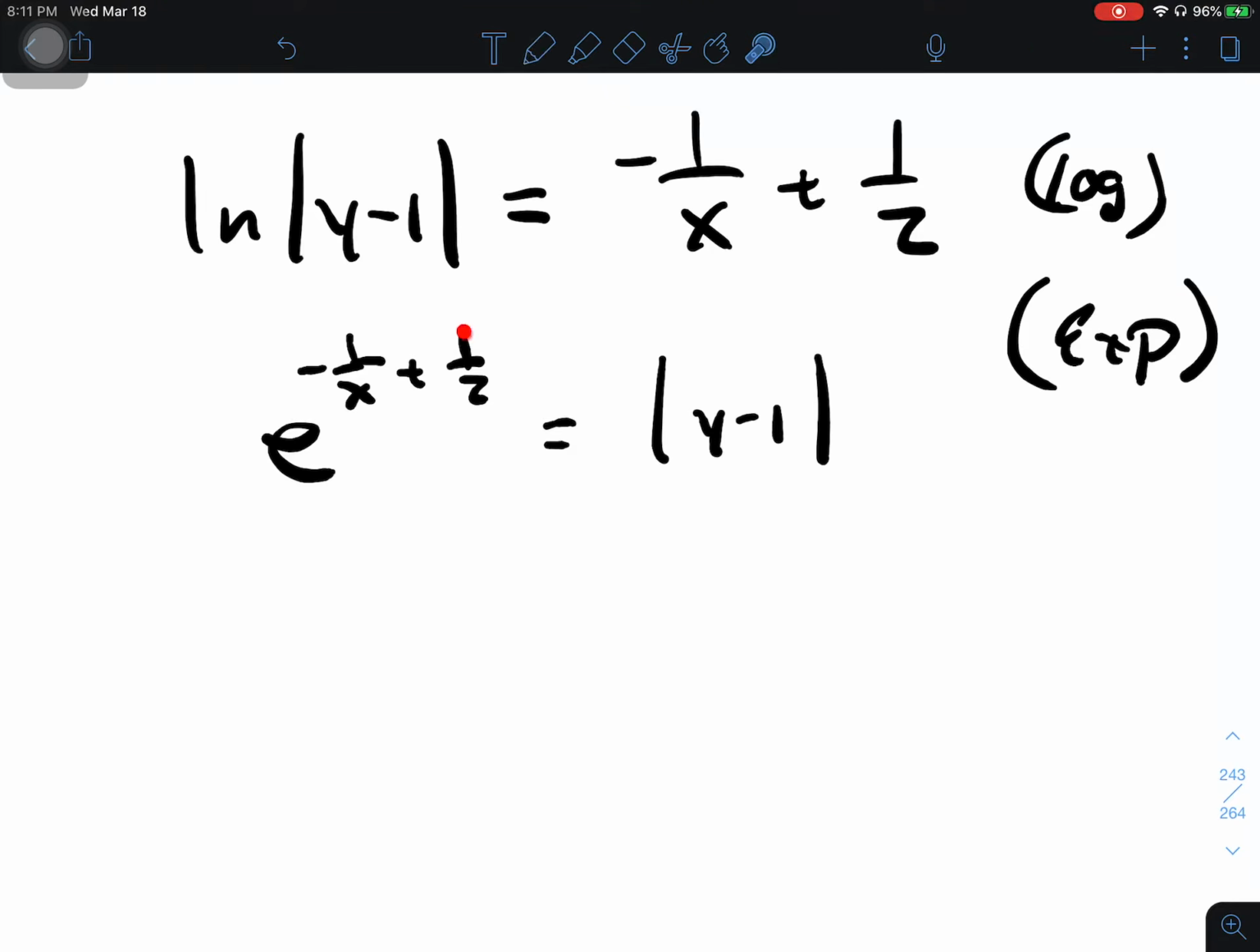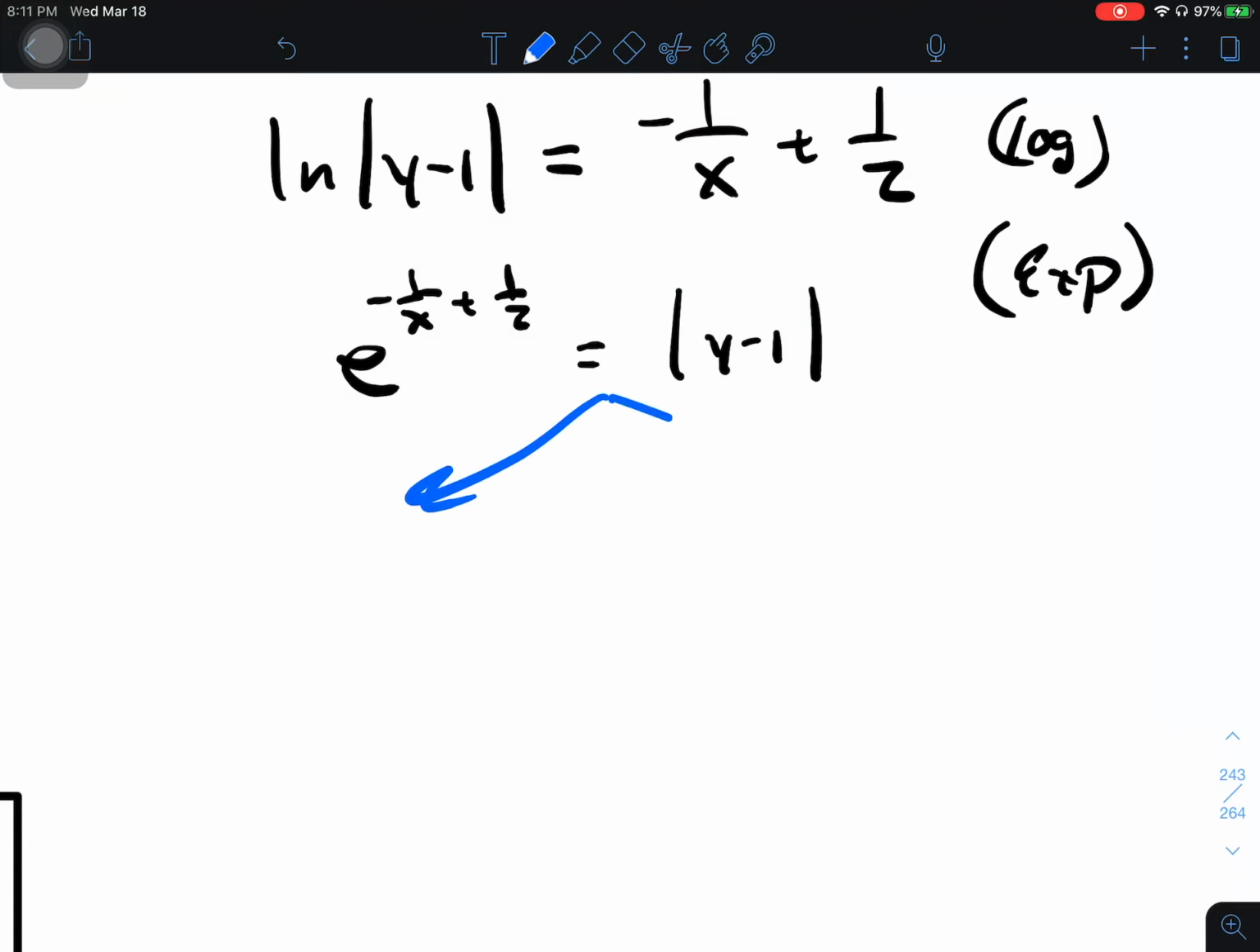Now for some problems, we took this and we changed it into e, don't write this down, e to the negative 1 over x times e to the 1/2. We could do that for this. It's just not that helpful. Why was it helpful before? Because one of these terms in the exponent had a natural log in it. This doesn't, so it's not helpful.